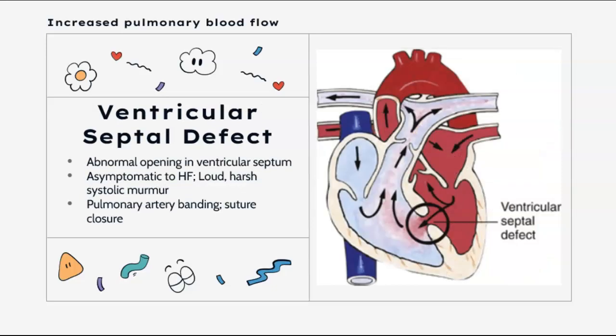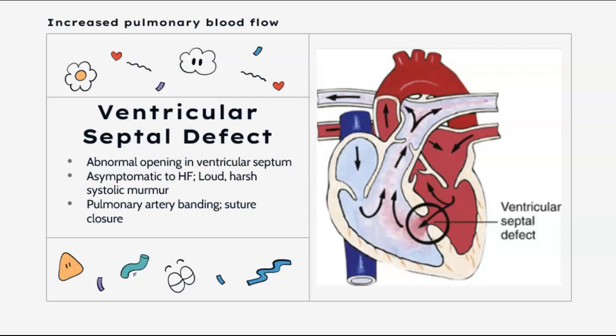A ventricular septal defect is an abnormal opening in the ventricular septum, resulting in blood flow from the high-pressure left ventricle, which has oxygenated blood, to shunt to the low-pressure right ventricle, which contains deoxygenated blood. The defect can vary from the size of a pinhole to no septum at all.